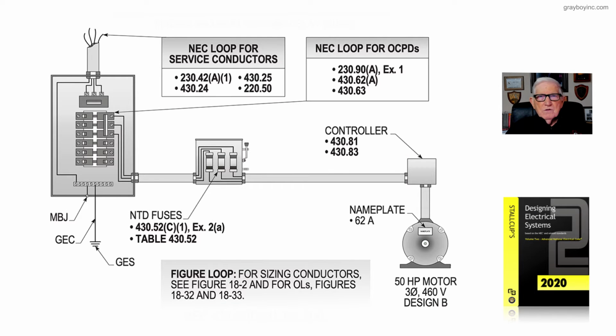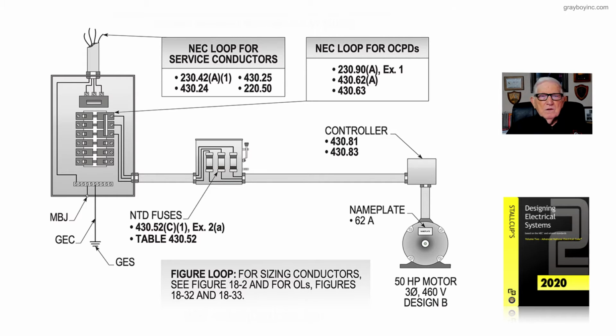This illustration shows how to size time delay fuses to allow a motor to start and accelerate its load. Now, in the illustration 18-26C, you notice that we still have a 50 horse, 3-phase, 460 volt, design B motor, with a nameplate current of 62 amps.